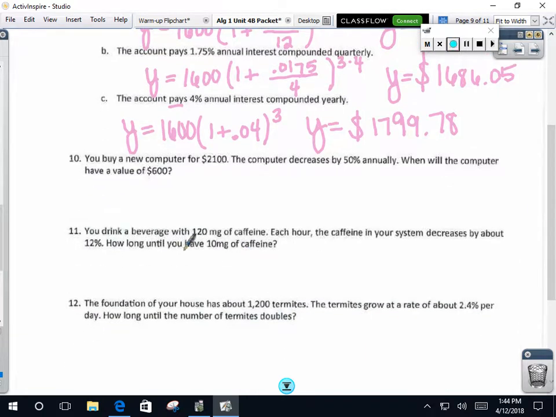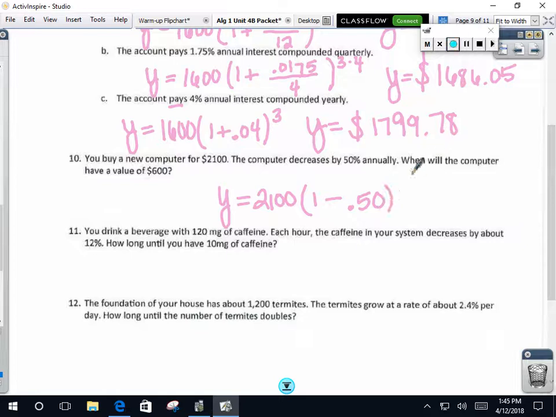All right, number 10, you buy a new computer for $2,100. The computer decreases by 50% annually. When will the computer have a value of $600? What's my A value this time? Right, that's what the computer was originally, the starting value. It's decreasing, so that would be 1 minus 50%, which is 0.50.